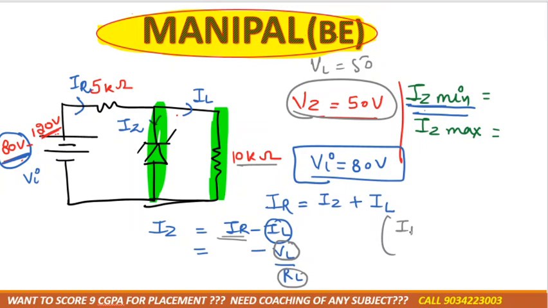According to the formula, IR is how much? VI minus V naught divided by RS. VI is how much? 80. Minus V naught is how much? 50. Divided by RS is how much? 5. Correct?